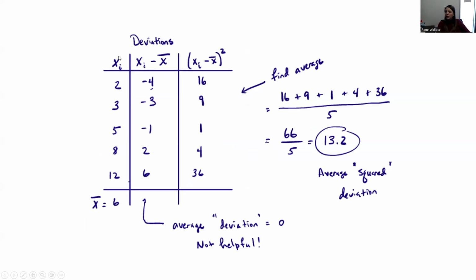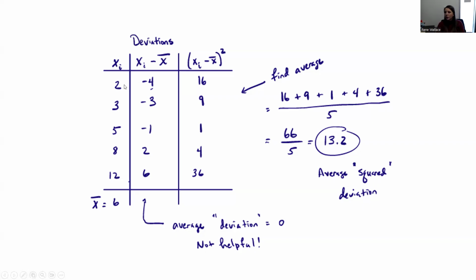And here's what the scores were, these xi's: 2, 3, 5, 8, 12. This is a different example, not the fish example. The fish was just to let you see it visually. So here are our scores, 2, 3, 5, 8, and 12, our data. And we need to find the deviation, so we need to look at that data minus the mean.